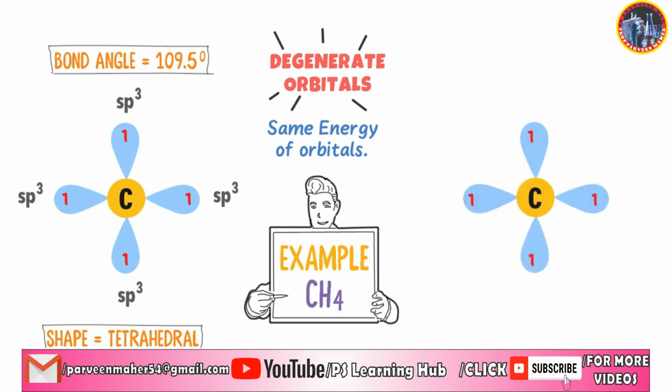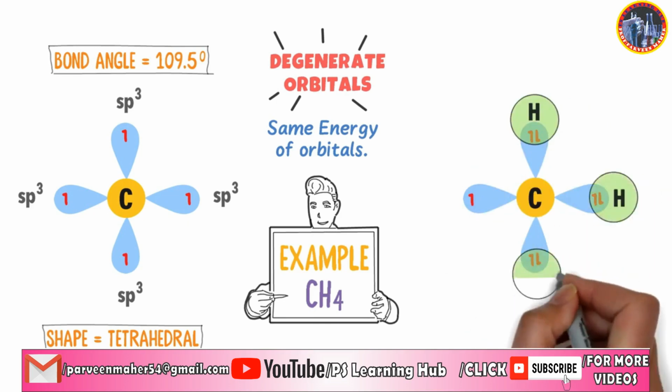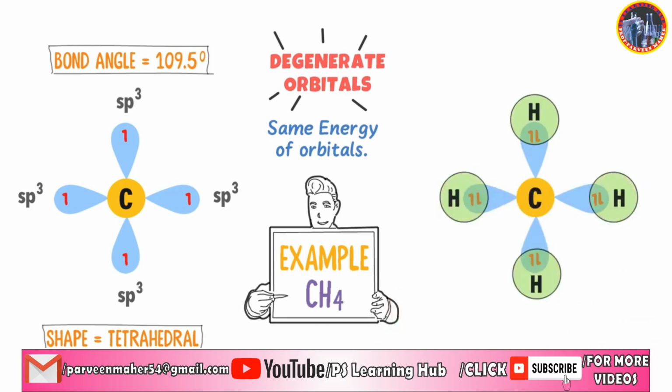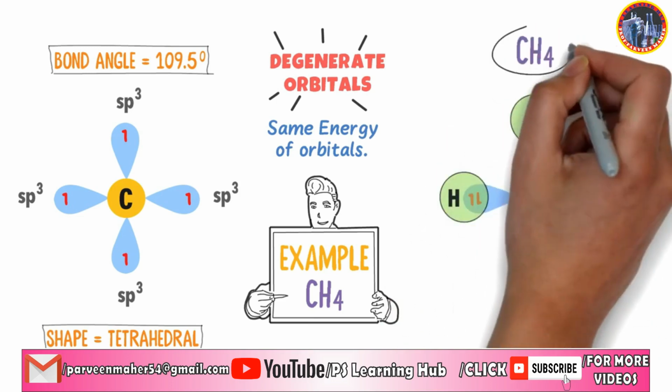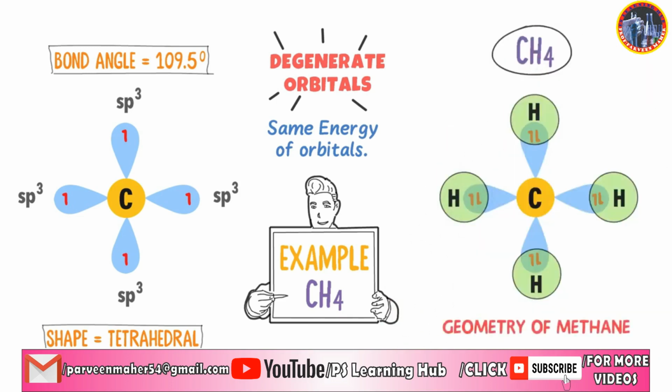According to valence bond theory or VBT, unpaired electrons are needed to form a covalent bond. So 4 hydrogen atoms will share their single valence electron with the electron of hybrid orbitals of a carbon, and we get CH4. Thus this is the shape and geometry of methane CH4, in which carbon has sp3 hybridization. So note down this example.